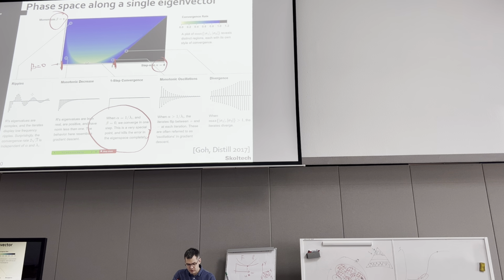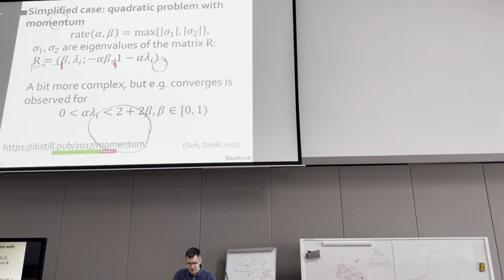What is the R matrix? The R matrix is something that we have as this. Actually, instead of considering a big matrix, we say that we have a matrix R that has 4 elements. It's beta, lambda i, then we have minus alpha beta, and 1 minus alpha lambda. Just a 2 by 2 matrix. It is a 2 by 2 matrix, so it has 2 eigenvalues, and we can find out what the value is.